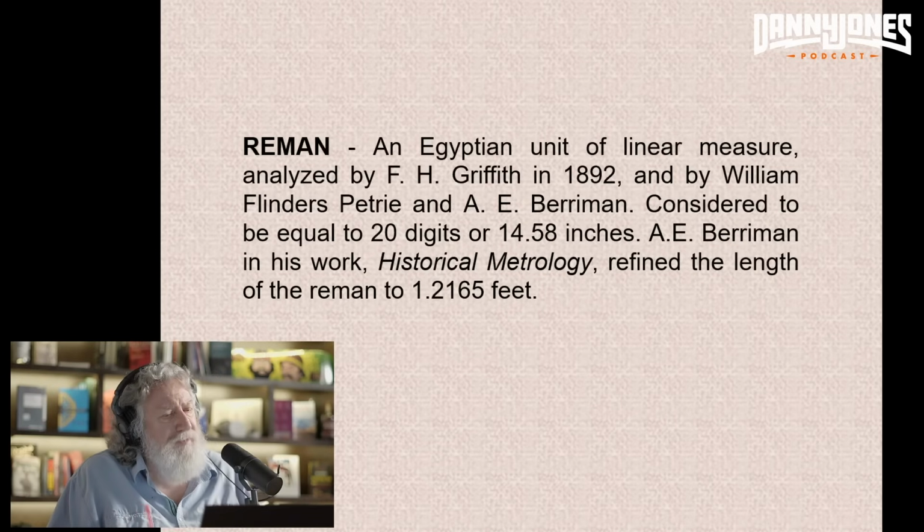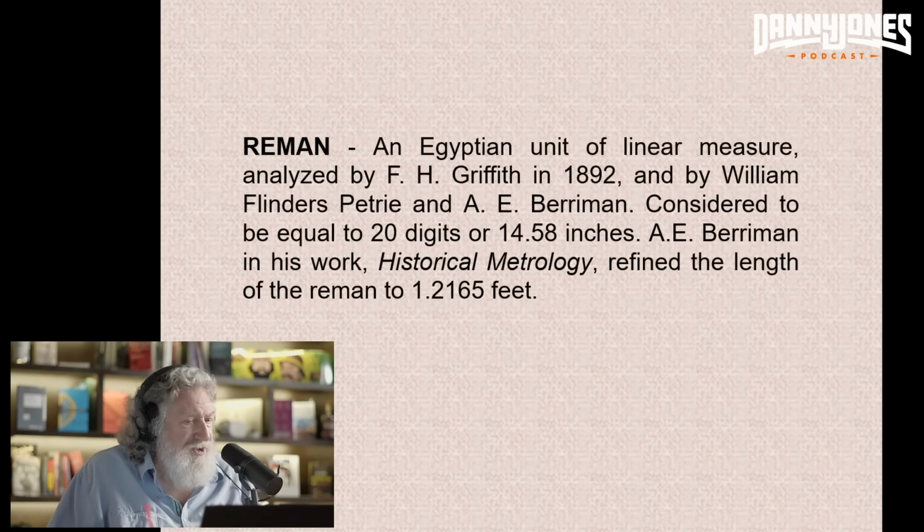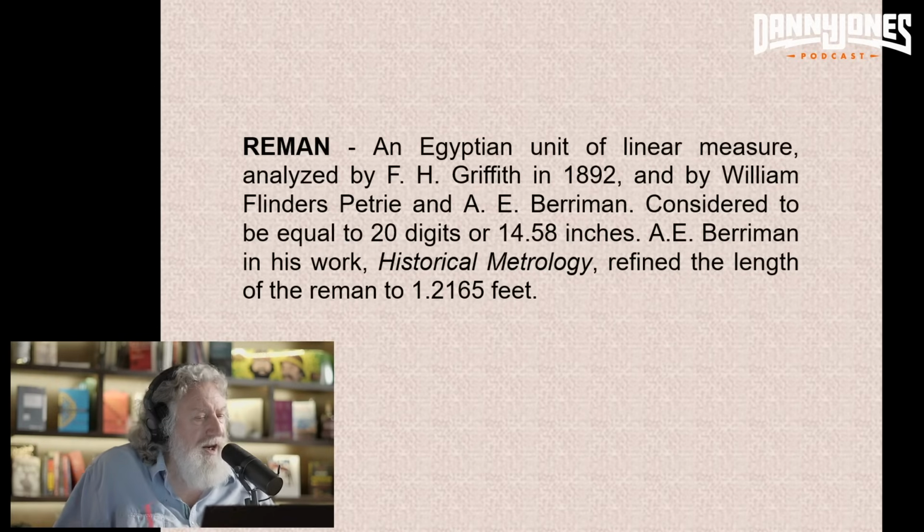And then I show historic metrology, like the Egyptian remen, an Egyptian unit of linear measure analyzed by F.H. Griffith in 1892 and by William Flinders Petrie and A.E. Berriman, considered to be equal to 20 digits or 14.58 inches. A.E. Berriman, in his work Historical Metrology, refined the length of the remen to be 1.2165. So if you take this calculator, Danny, put in 1.2165, now that'll be in feet. That's the length of the remen.